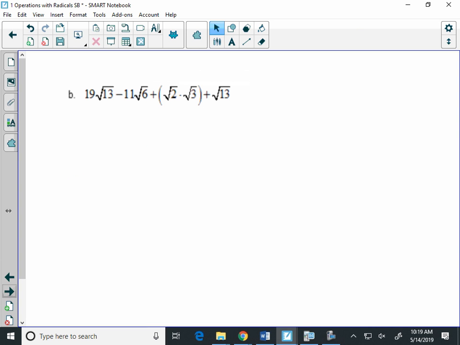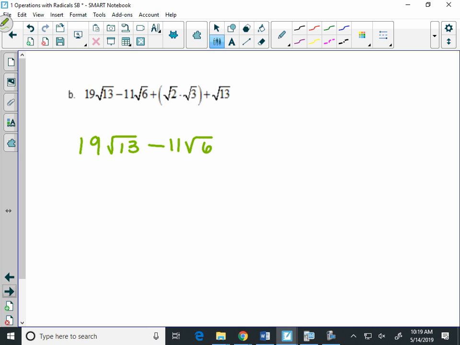If we take a look at B, what do we have to do first here? We have to multiply. We have parentheses, so do that first. Inside my parentheses, it's telling me to multiply. So everything else is staying how it is.